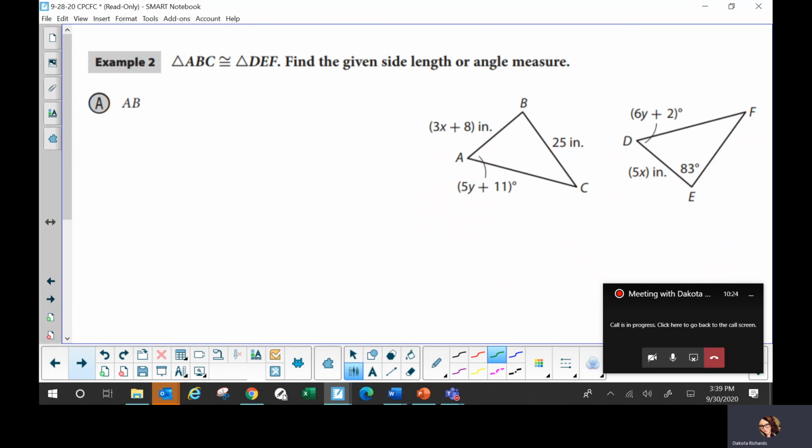Sometimes you're going to have to solve some equations. It's going to give you expressions, and you have to set those expressions equal to each other. Okay, so triangle ABC is congruent to triangle DEF. And on this part, it's asking you to find AB. Where is AB? Be this side. Okay. And AB corresponds with DE.